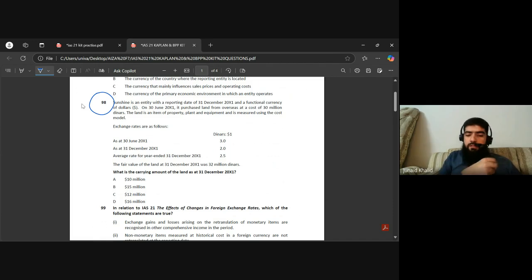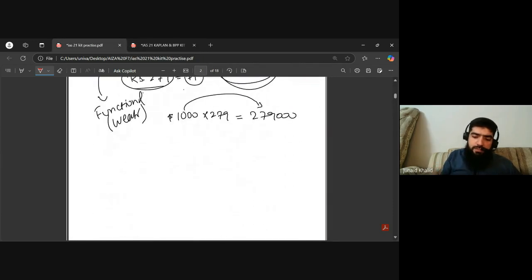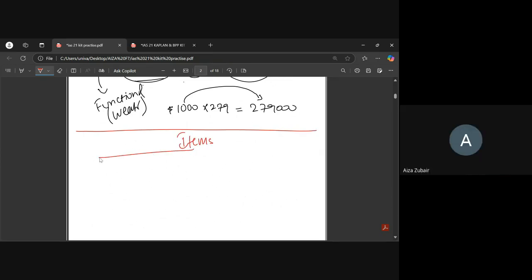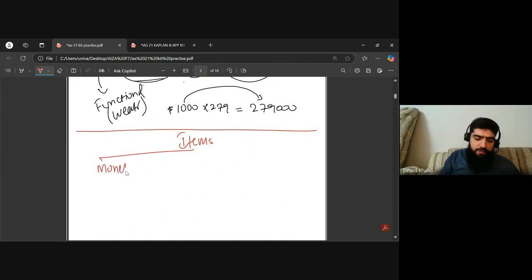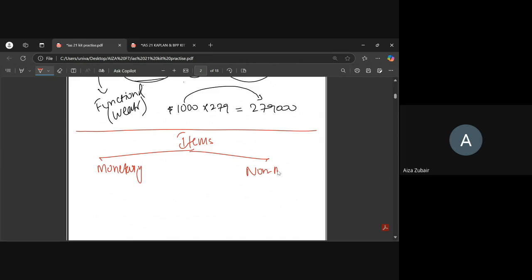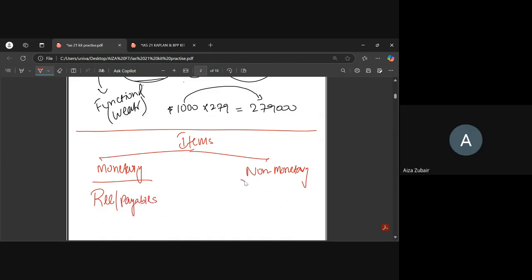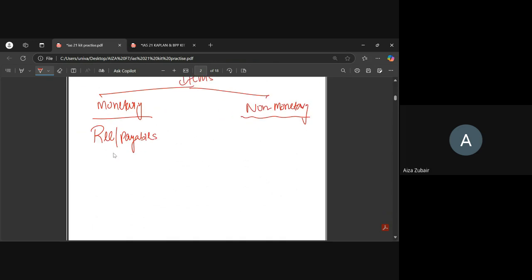One more thing: you must have studied that lecture where there are two types of items, the monetary and the non-monetary. Can you please let me know the rules related to those? Monetary items are like payables, bank, cash, and receivables. Very nice. It means receivables and payables. And they are translated at the reporting date.